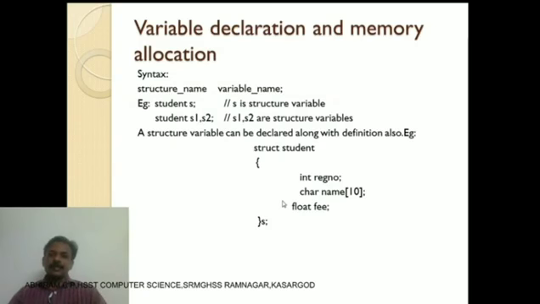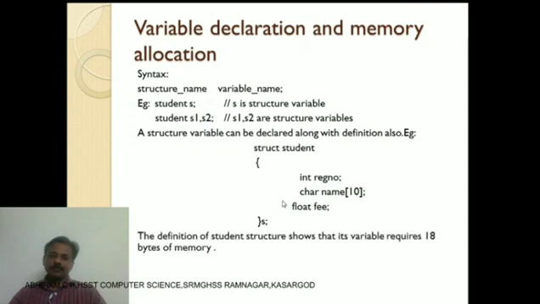Now we will discuss memory allocation. The definition of this student structure shows that its structure variable requires 18 bytes of memory. How can we calculate this? See the diagram. Here a register number is represented using the type int. In GCC, int requires 4 bytes of memory. So register number requires 4 bytes.